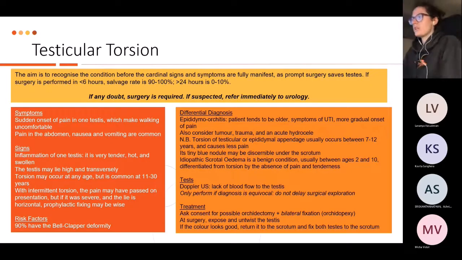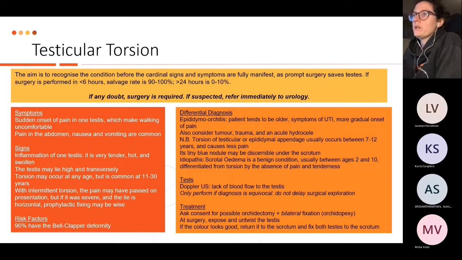Torsion, so this is really, really important not to miss, and if you have a suspicion, it's really important to escalate it as a general piece of advice. So the key numbers, 6 hours is your number. Time is testes, and 6 hours is the time that you really have to save the testicles. So you want to know when the pain came on, and you want to know how long you have with surgical preparation.